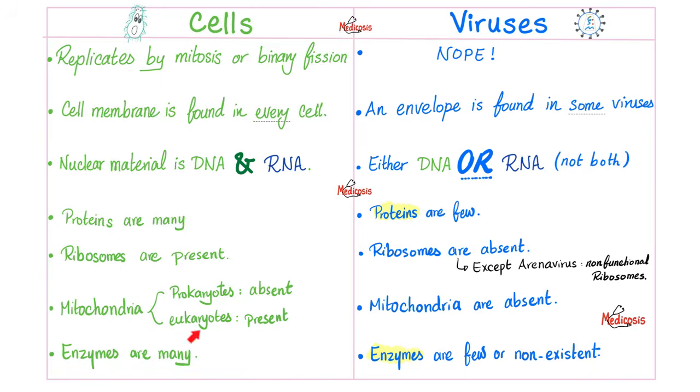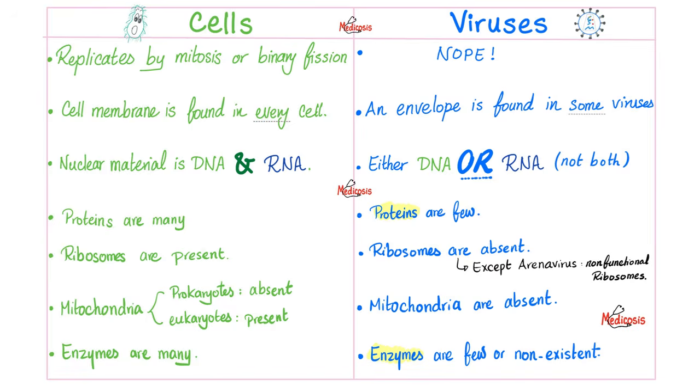So let's compare between living cells and viruses. Living cells replicate by mitosis or binary fission. Viruses, nope. Living cells have cell membranes. Viruses do not have membranes. Sometimes they have an envelope, sometimes they do not. But an envelope is not the same as a lipid bilayer cell membrane.